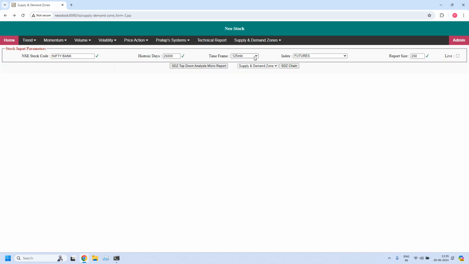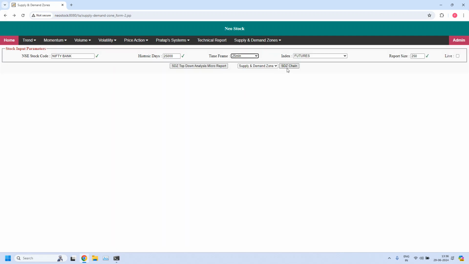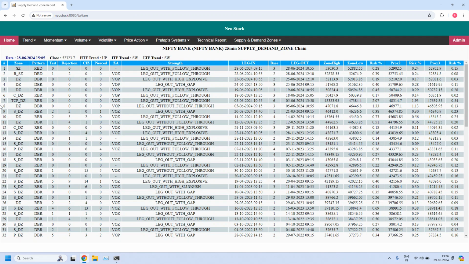Next, 75 minutes zone we will generate. So we are going to generate the 75 minutes supply demand zone chain for Bank Nifty. So in 75 minutes already 2 supply zones are there, and there were two rejections from this supply zone, but a high liquidity supply zone is also created. Okay, next let us generate for 25 minutes. Changing the time frame to 25 minutes. These are the 25 minute supply demand zone chain. On 28th, two zones are created, and this one is a high liquidity zone, already tested.